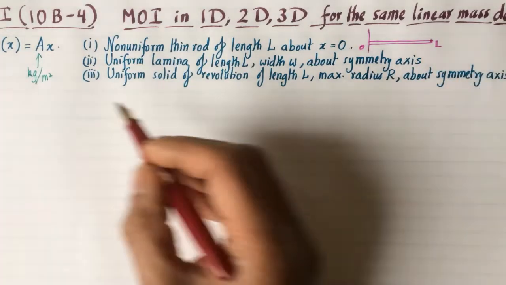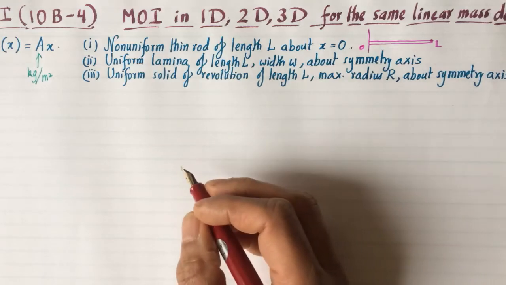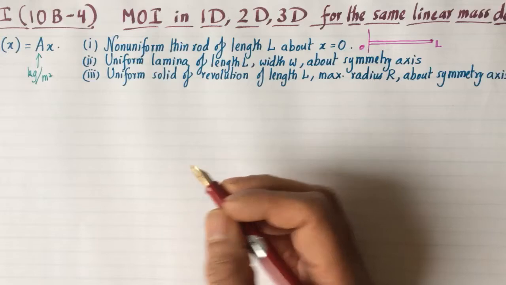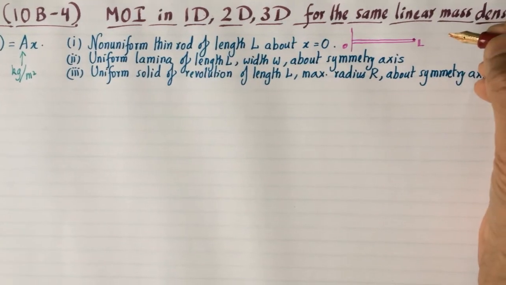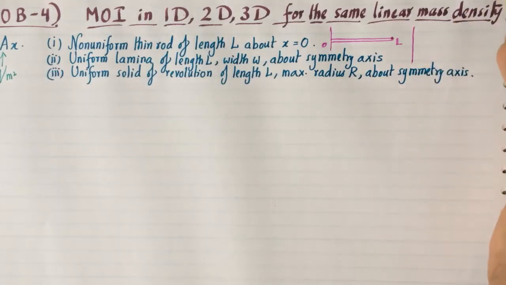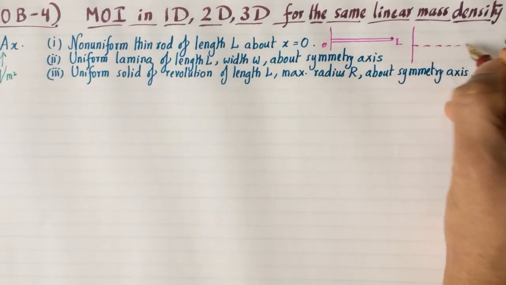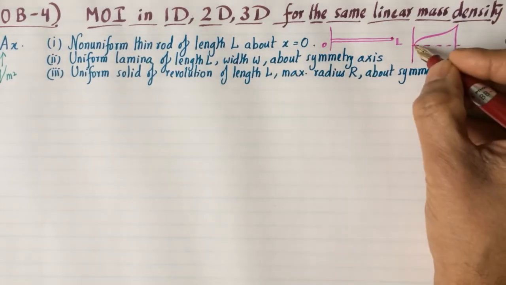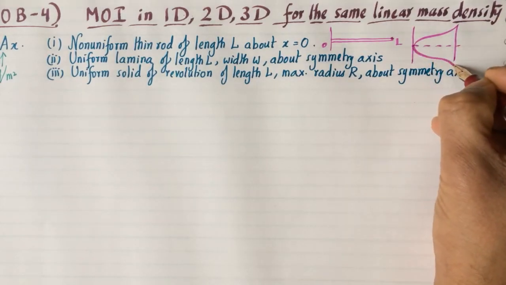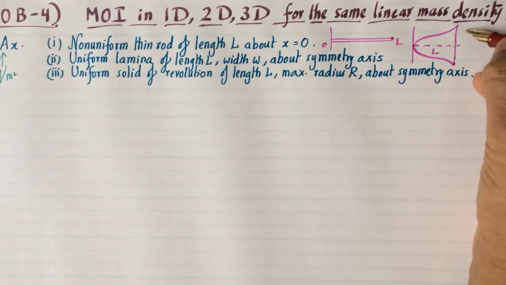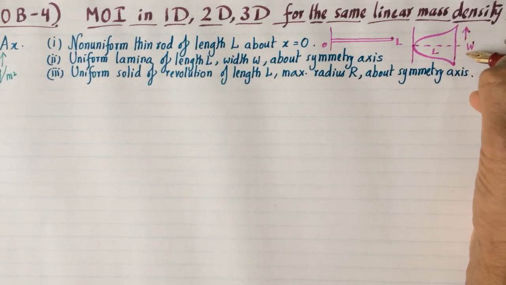The second interpretation is that it's a uniform two-dimensional lamina of length L and width W, and you're asked to find the moment of inertia about the axis of symmetry, something like this. That's the length L, and that's the width W.